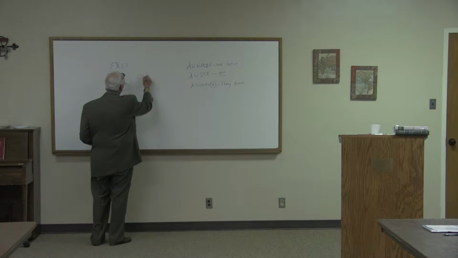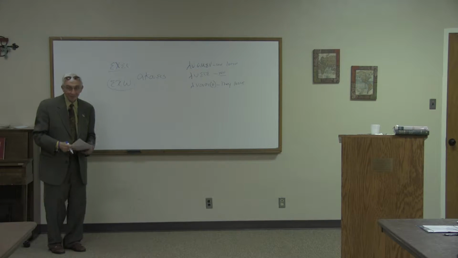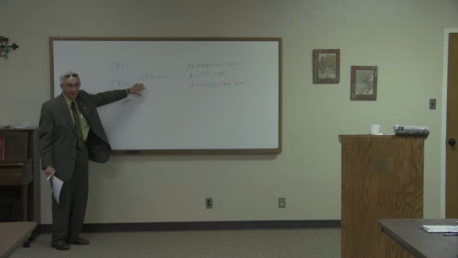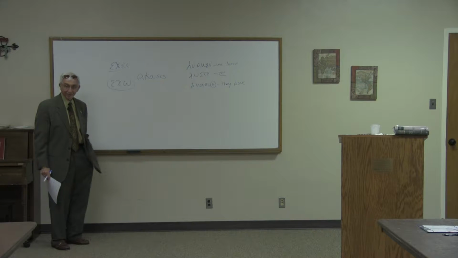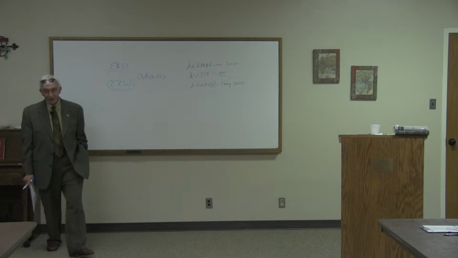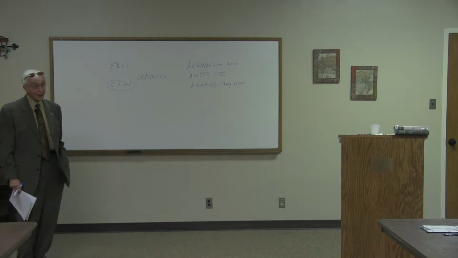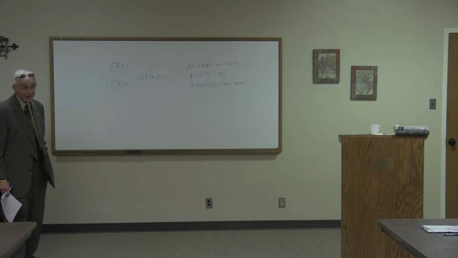So, let me put another one up here. Akouo is here. So what person is that? O, eis, ei. The endings, just learn those. O, eis, ei, those are singular endings. Omen, ete, ousi are plural endings. And you take the verb, the stem, and add the ending.